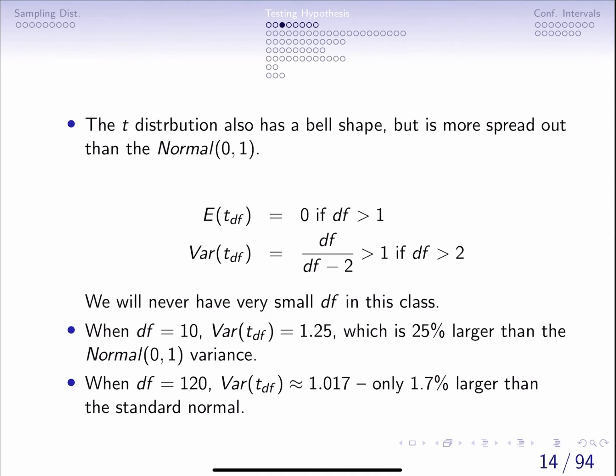So let's move on and try to understand what type of properties characterize the t distribution. The t distribution also has a bell shape like the standard normal distribution, but it is a little bit more spread out than the standard normal distribution. So remember that the standard normal distribution has mean 0 and variance 1.